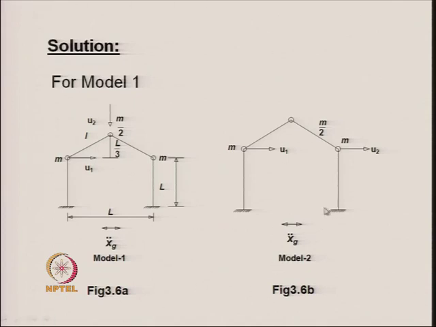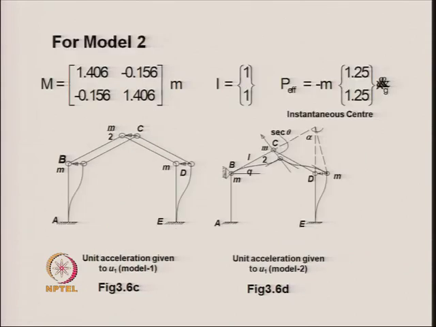And if we look at the mass matrix, the first column, that is 1.406 and minus 0.156, they are the inertia forces corresponding to the unit acceleration provided at degree of freedom 1, which is equal to 1.406, and that is M11, and minus 0.156, which is equal to M21. Similarly, one can find out the second column of the mass matrix by considering the unit displacement at the second degree of freedom, locking the first one and resolving the forces in the same fashion as we have discussed before.